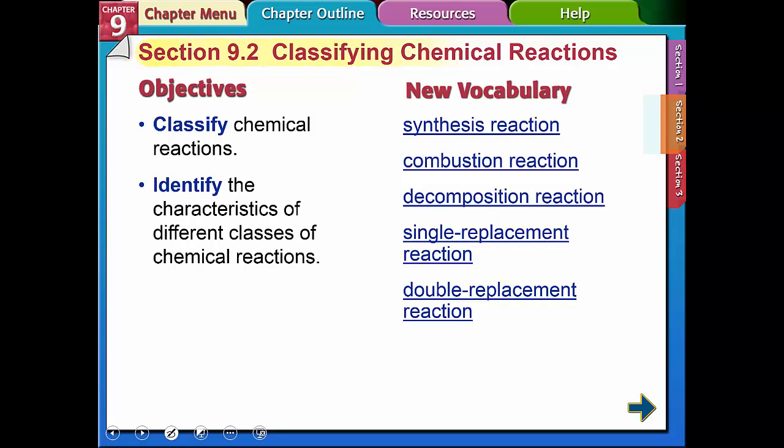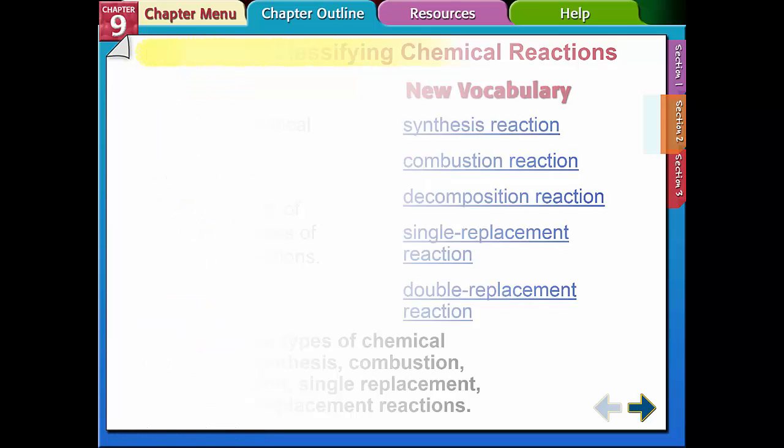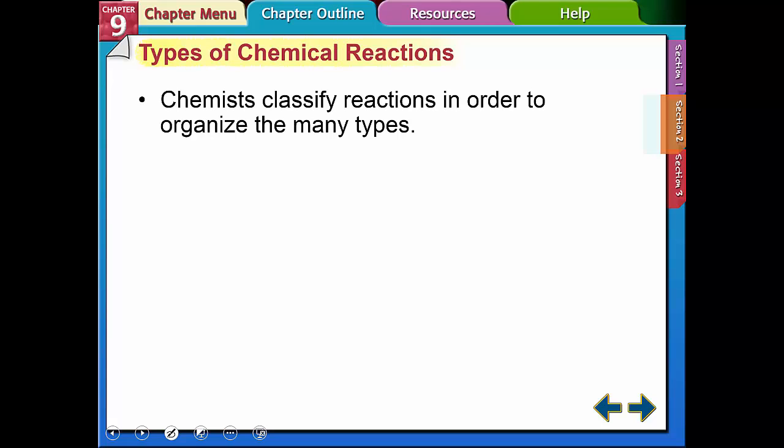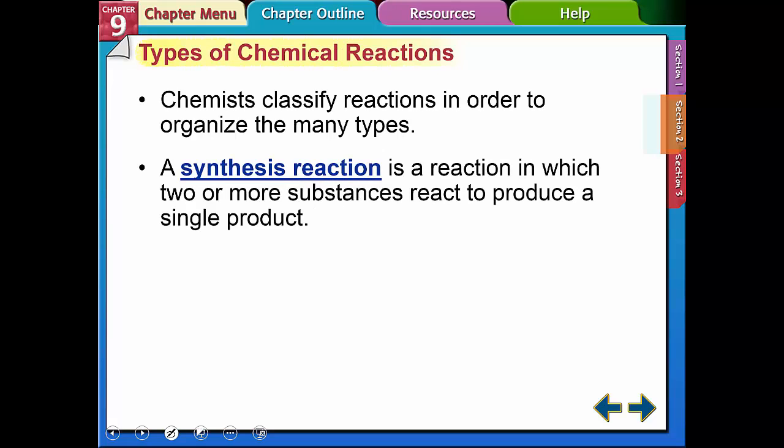So the first one, synthesis. If you think about the word synthesis, you are combining two different things to create one thing. So in the case of chemistry, you're combining two or more substances, whether they be elements or compounds, to produce one product. So a giveaway of a synthesis reaction is if you see one product.